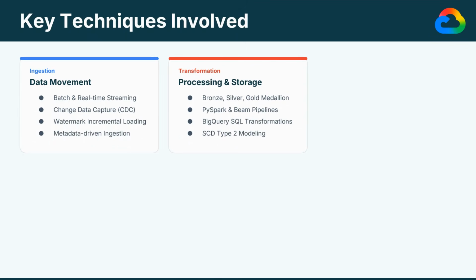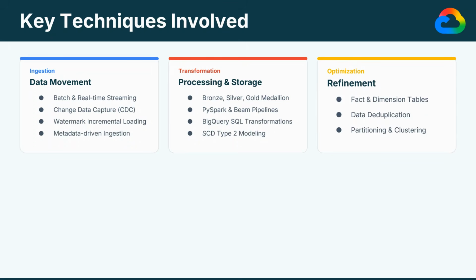And for transformation, the entire processing and storage is happening with the help of the Medallion architecture, where bronze, silver, and gold come into the picture. We are using the PySpark and Apache Beam frameworks for processing the data. For transformations, we are using BigQuery SQL. And we are also incorporating SCD Type 2 for historical data management.